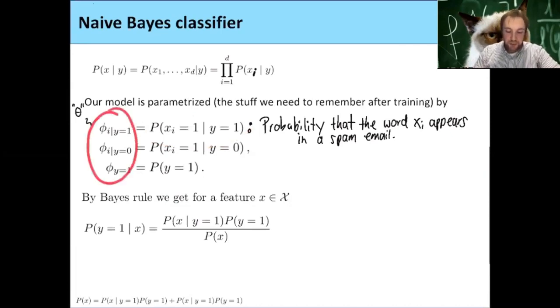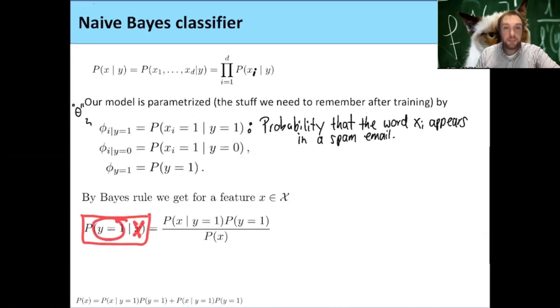And assuming we have these numbers, now what happens if we get a new email? In other words, what happens if someone sends us an element in X? And what we want to calculate is the probability that this new X is a spam email. And if this is high, then we will put it in the spam folder. And for this, we use the Bayes rule by writing it like this here.